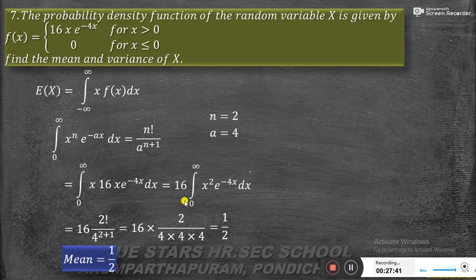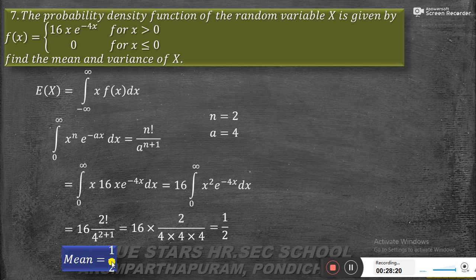In the next step I apply the gamma integral formula: the integral from 0 to infinity of x power n e power minus ax dx equals n factorial by a power n plus 1. Here x square means n equals 2, and a equals 4. I substitute in the formula: 16 into 2 factorial by 4 power 2 plus 1, that means 16 into 2 by 4 cube, 4 into 4 into 4. 4 fours are 16, cancelled. 2 by 4 means 1 by 2. Therefore the mean equals 1 by 2.